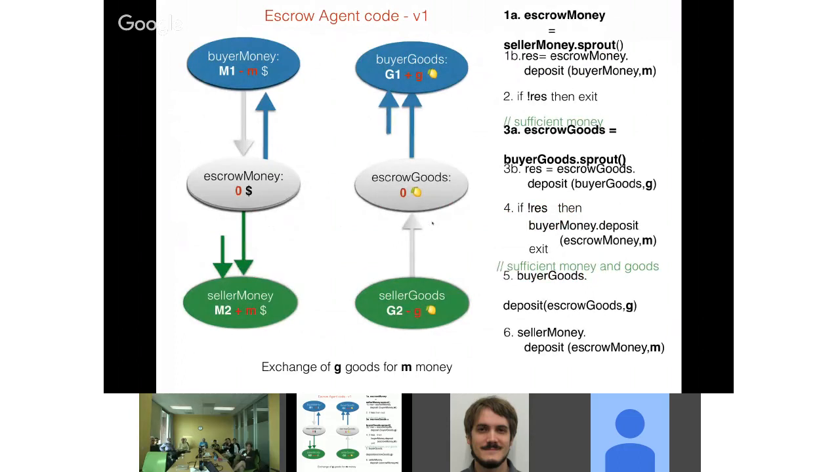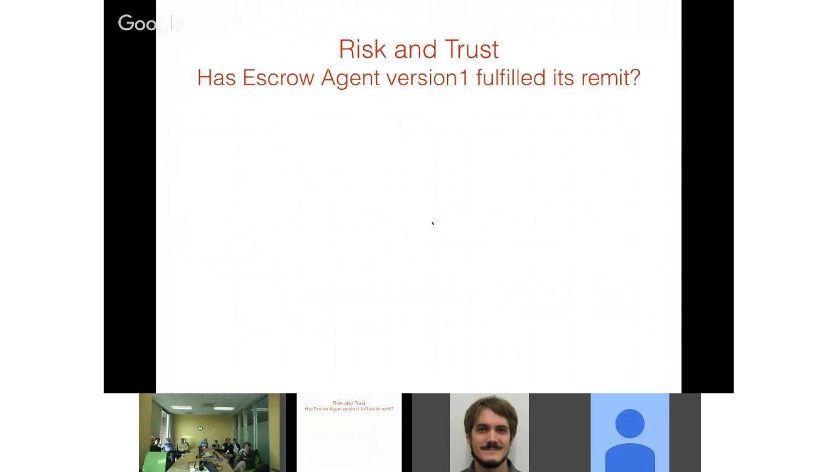Okay, so you then end up with code that looks somewhat like this. And you can see here that we're saying seller money.sprout. I think this is where I need to apologize for the font damage. Which has the seller money making this escrow money purse. And then in the same way around, the escrow goods purse, okay, it's being made by the buyer goods. So that gets us the escrow purses, and then we should be able to get through the escrow code.